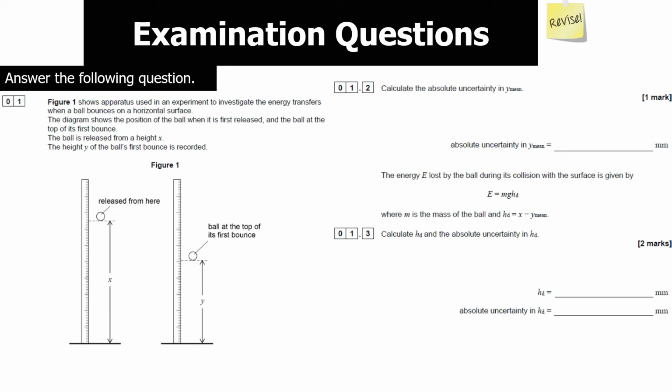The next question says, calculate the absolute uncertainty in y mean, and then the energy lost E by the ball during the collision with the surface is given by E equals mg hd, where the mass of the ball is m and hd is x minus y mean. So calculate hd and the absolute uncertainty in hd. So pause the video now, then unpause the video when you want to go through your answer.